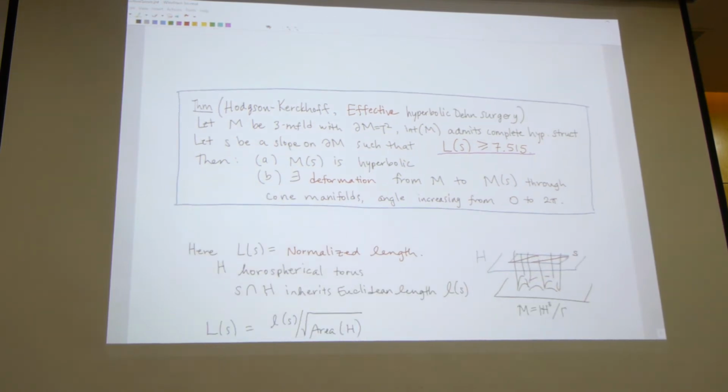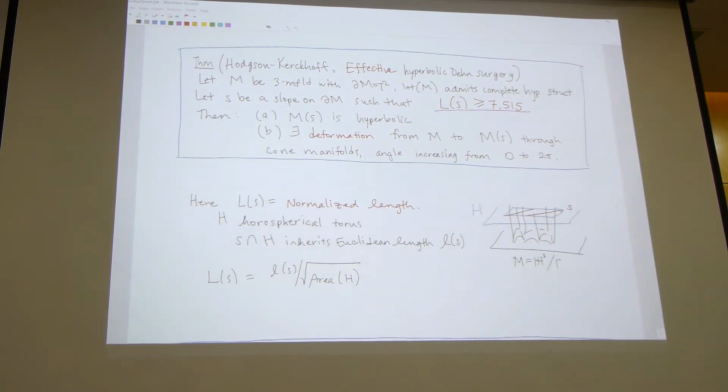Okay, and this L is the normalized length of a slope. In this horospherical torus, the slope S, which I've drawn here, will inherit some length on a horosphere in this Euclidean structure. You take the length and divide by the square root of the area of the horospherical torus, and that gives you the normalized length. This is independent of the choice of horosphere. But the key point is there's this universal constant that works for any manifold and will give you this hyperbolic geometry. So this is an example of an effective theorem.